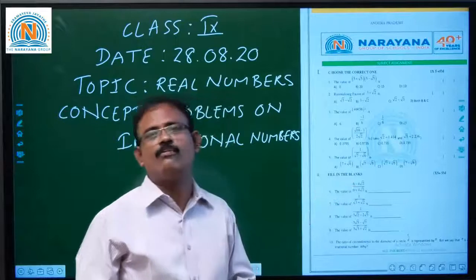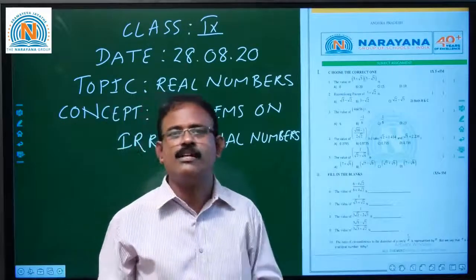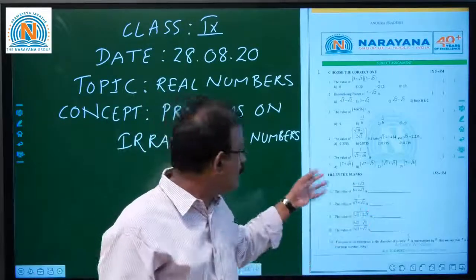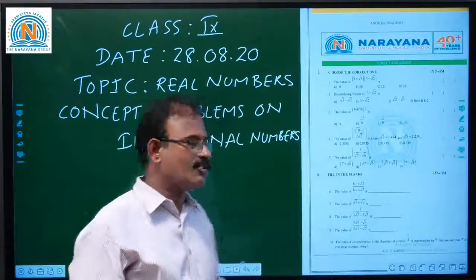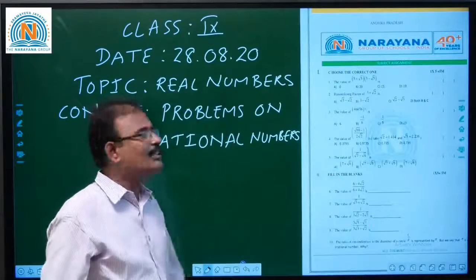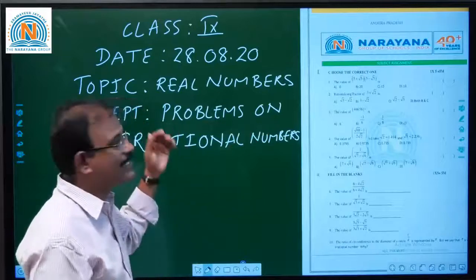It consists of 2 Romans, and each Roman consists of 5 questions. The first Roman has 5 MCQs and the second Roman has 5 blanks, children. So let us come back to the explanation of 9th class assignment 5, children.